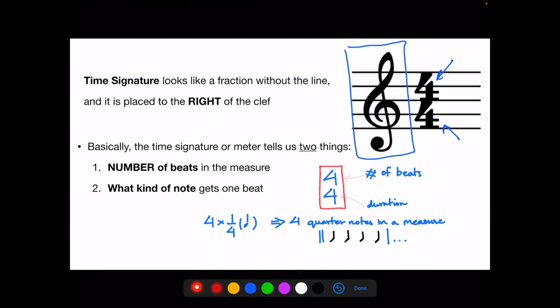I like to look at this in a more mathematical form. I like to think that the top number is just the number of beats. In this case, it's 4, so we know it's 4 of something. And the bottom number shows you what kind of note. I like to think of it mathematically, so it's like 4 times 1/4. 1/4 means a quarter, like when you have a dollar, right?